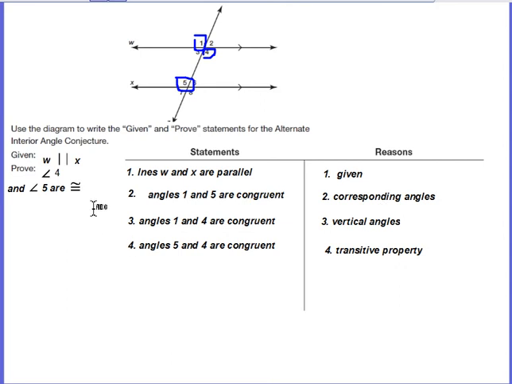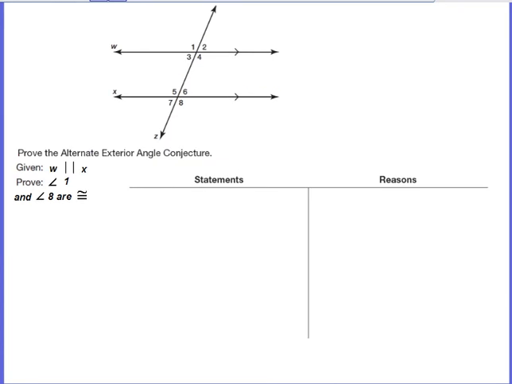All right, let's do the next slide, which is alternate exterior. It's very similar. With alternate exterior, I've got 1 and 8, because they have to be outside the two lines, or I also have 2 and 7. I just chose 1 and 8. Again, with every proof you have to have some kind of information, and the one we have is the same one: lines W and X are parallel.